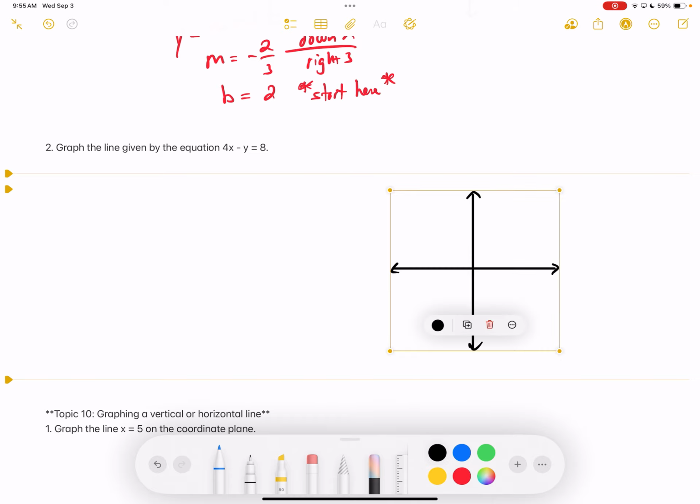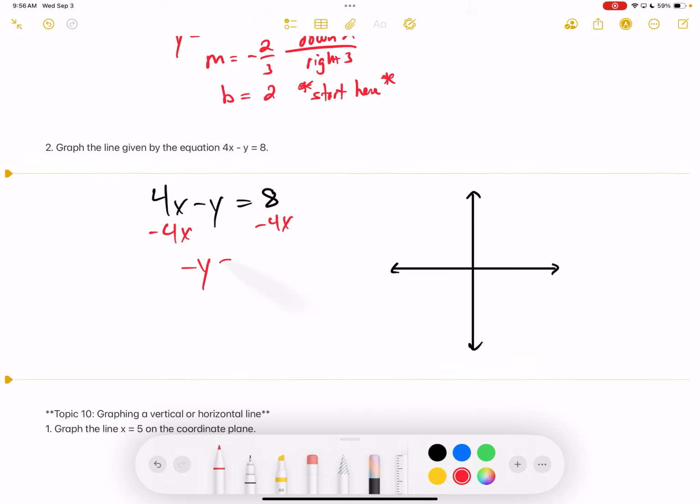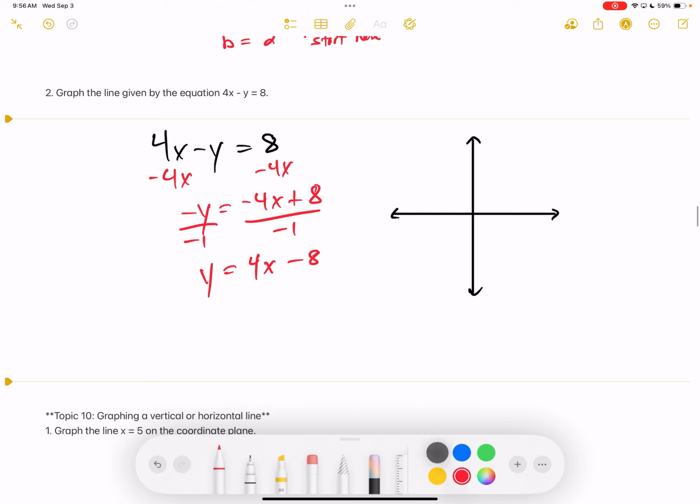All right, so one more of these. Again, I want to get y by itself. So I'm going to subtract 4x from both sides, and I have negative y equals negative 4x plus 8. Do not put the 4x and the 8 together. The 4 has an x with it, the 8 doesn't. And then I need to get rid of this negative, so I'm going to divide both sides by negative 1. So negative 4 divided by negative 1 would be 4. 8 divided by negative 1 would be negative 8.